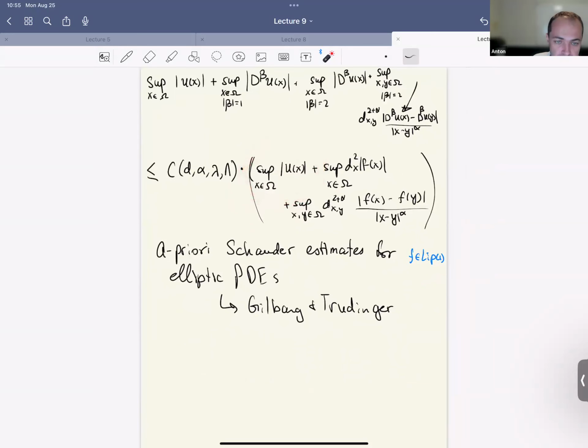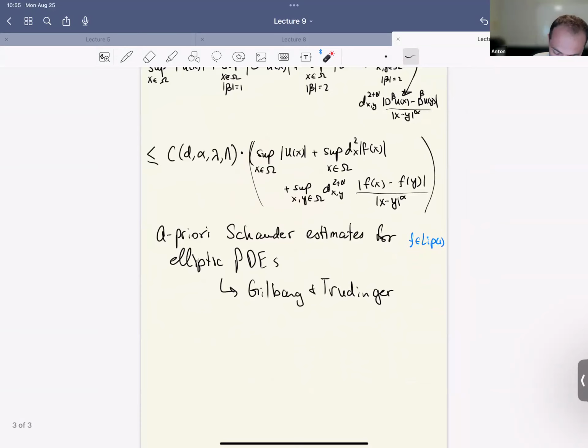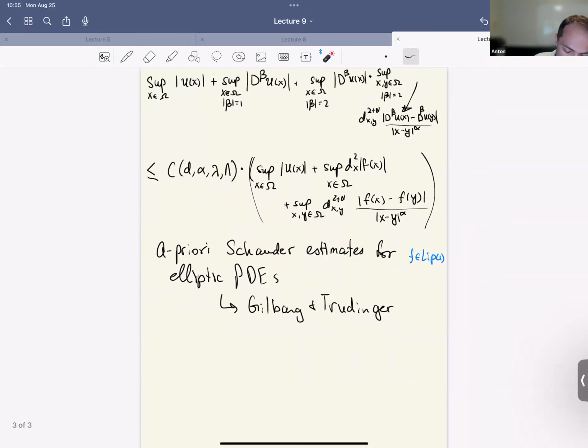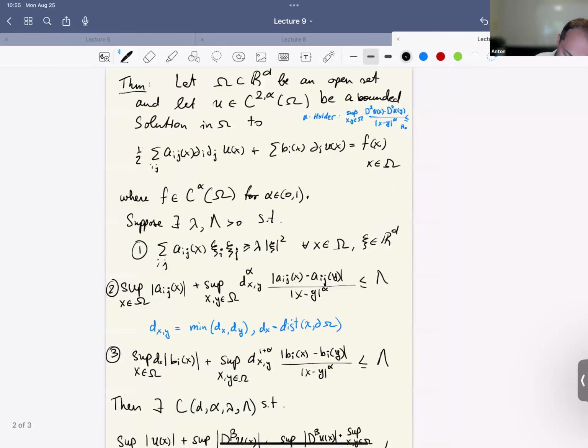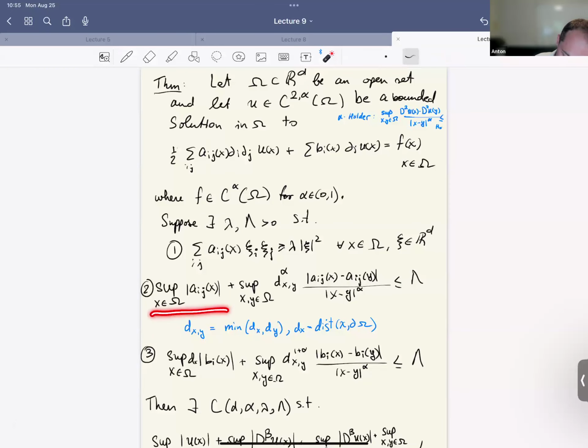Before I talk about how we want to control the solution to Poisson's equation, let me make an important comment about the conditions. Specifically, I want to talk about condition number 2 and condition number 3. Condition number 2 is on the value, or largest value, of the diffusion coefficient and on its growth.